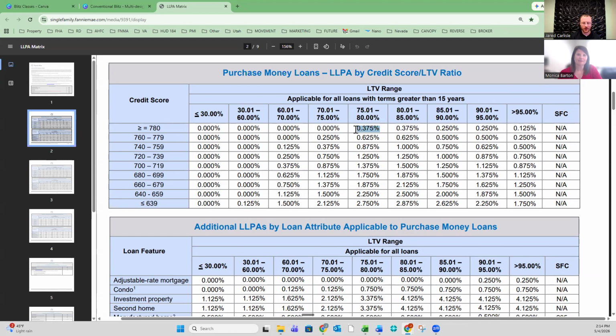And you might wonder, what the crap is going on? Why would the fee be higher? They're putting more skin in the game. It's because you're breaching down.